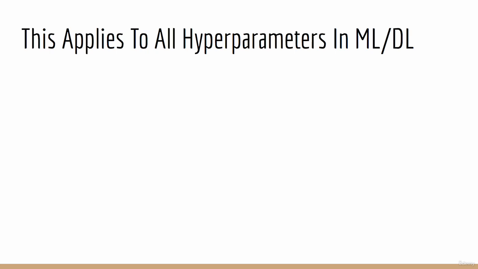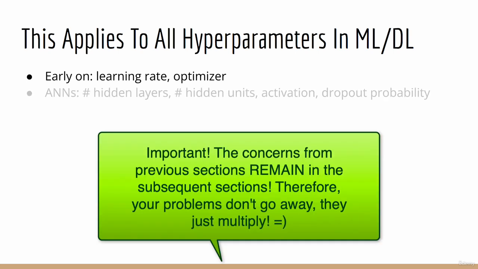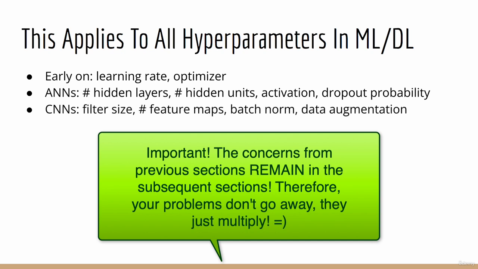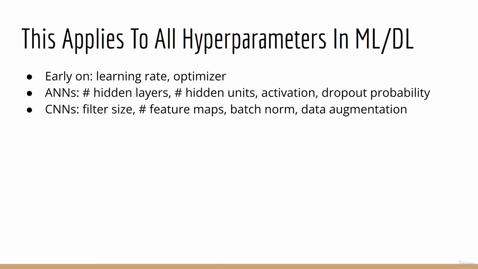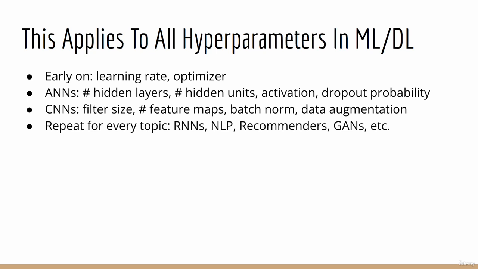So before we continue on, I want to mention that this applies to all the hyperparameters discussed in this course. For example, in the early parts of the course, our main concern is, how do we choose the learning rate? What is the best optimizer? In the ANN section, our concerns may be, how do we choose the number of hidden layers? How do we choose the number of hidden units? How do we choose the best activation? What dropout probability should I use? In the CNN section, our concerns may be, what is the best filter size? What is the best number of feature maps? And these general themes repeat throughout, as you learn about RNNs, NLP, recommenders, GANs, and so forth.